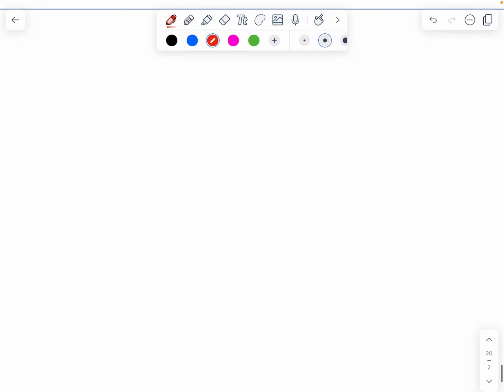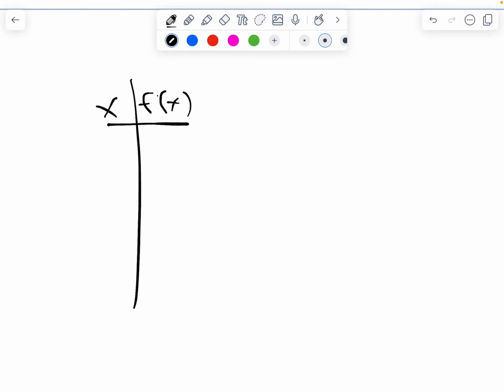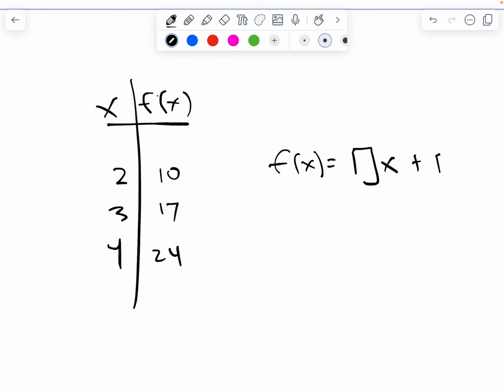Okay, here's one for you to practice. X, f of x. Let's do 2, 3, 4. Let's do 10, 17, 24. Okay, so work on that. And just as a reminder, f of x equals blank x plus blank.